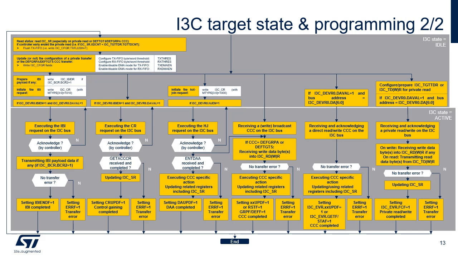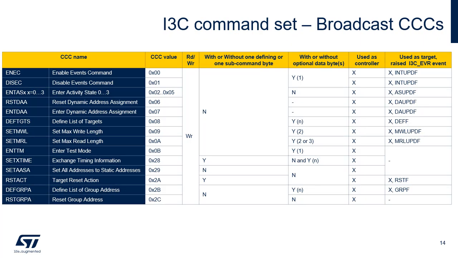Back in idle state, the software may update the configuration of the I3C target before a next transfer. Refer to the upper left part of the idle state description. This table lists all supported broadcast CCCs. Depending on the particular CCC format, a subcommand byte and data bytes may be provided by the controller. Number of data bytes is indicated between parentheses.